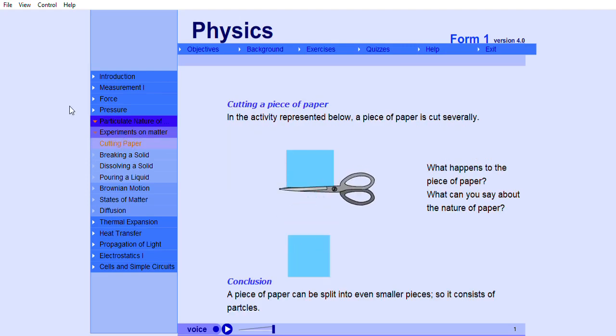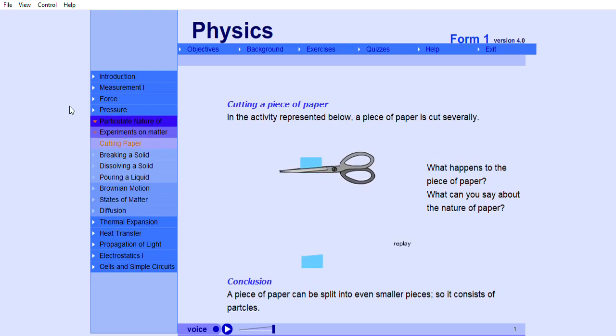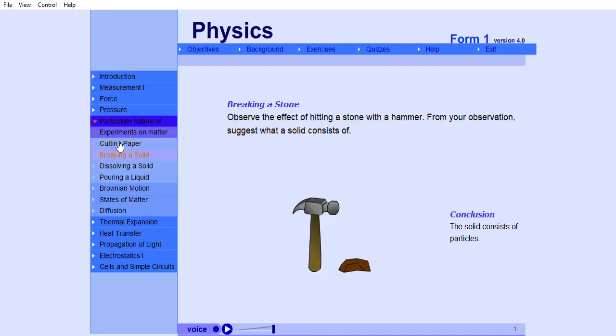In the following demonstration, observe what happens as a piece of paper is cut several times. What can you say about the composition of the paper? Observe what happens when a hammer strikes a solid. From your observation, what does the solid consist of?